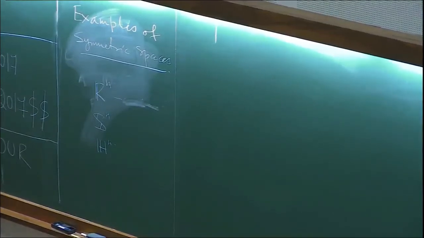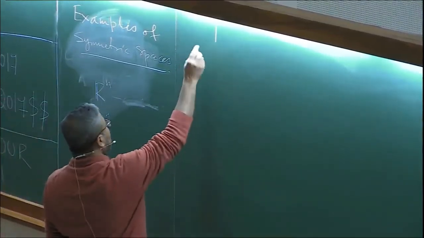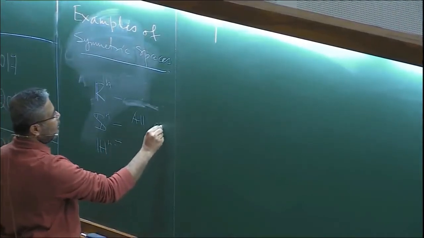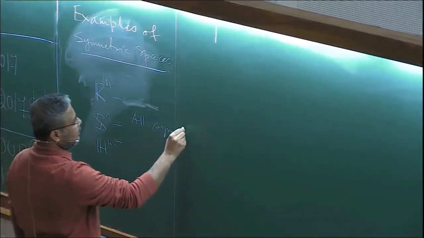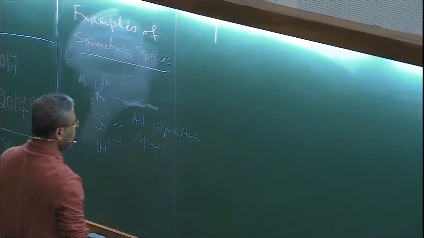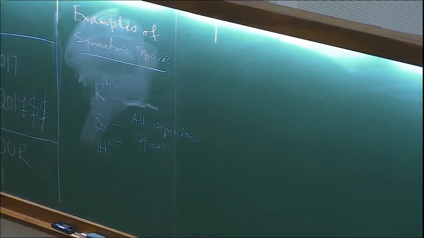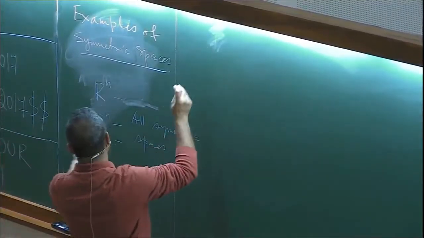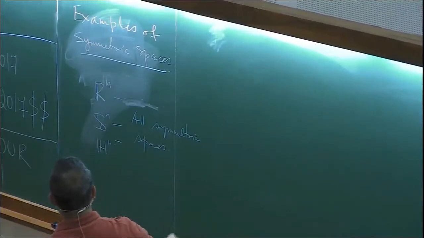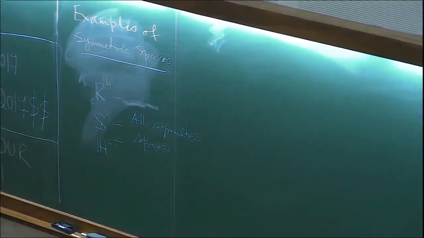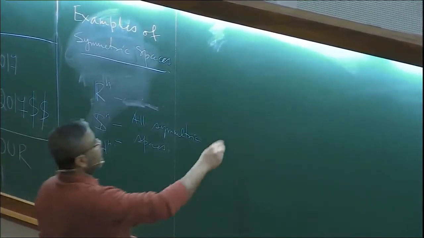Okay. So these are all symmetric spaces, but we need not appeal to theorems that we have proved yesterday. We can directly prove that these are symmetric spaces by explicitly constructing symmetries.